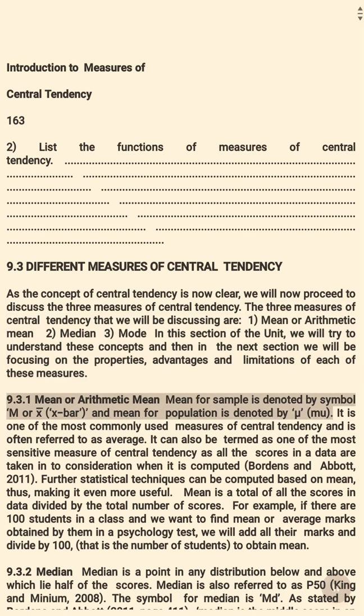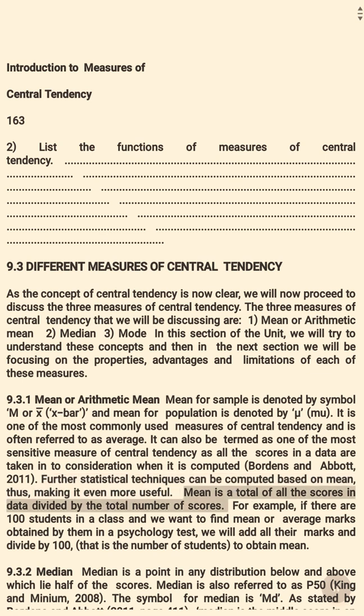9.3.1 Mean or arithmetic mean. Mean for a sample is denoted by the symbol M or x bar, and mean for a population is denoted by mu. It is one of the most commonly used measures of central tendency and is often referred to as average. It can also be termed as one of the most sensitive measures of central tendency, as all the scores in a data are taken into consideration when it is computed (Bordens and Abbott, 2011). Further statistical techniques can be computed based on mean, thus making it even more useful.